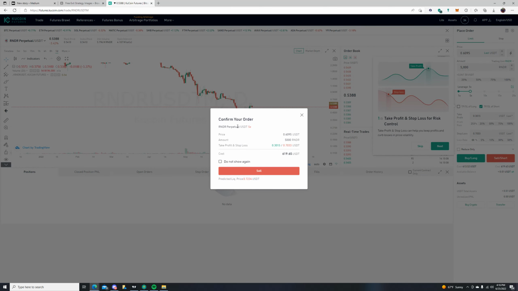Boom. It says confirm. So price 0.6095 for 5,000 Render, which, it's going to cost about $600. And then we're going to hit sell. And it shows you the predicted liquidation price. That, again, sorry about my confusion here. I'm not really sure why it's saying cost at 620, because that's not what the equation should come out to. If we buy 5,000 Render at 60 cents, it's clearly 3,000. So disregard that right there. I don't know exactly what that's saying that for.